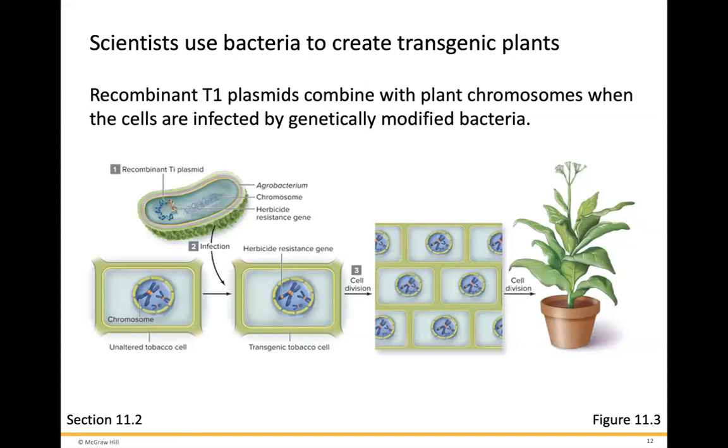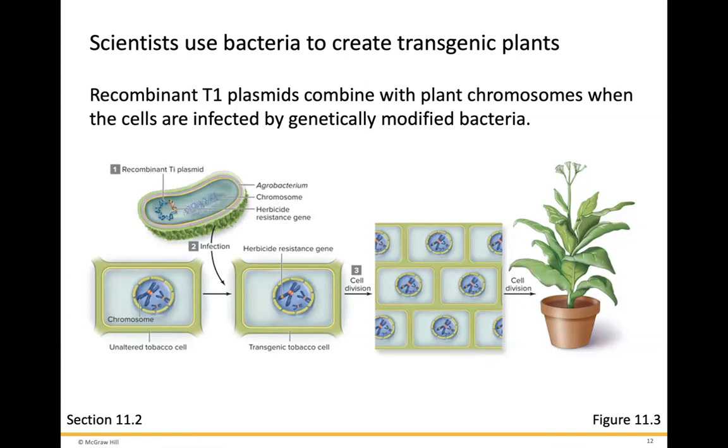So scientists can also use bacteria to create transgenic plants. Here we have a recombinant Ti plasmid, which will combine with a plant's chromosomes when the cells are infected by genetically modified bacteria. From the left, the first one is the recombinant Ti plasmid, chromosomes, and herbicide-resistant genes inside an oval-shaped structure.